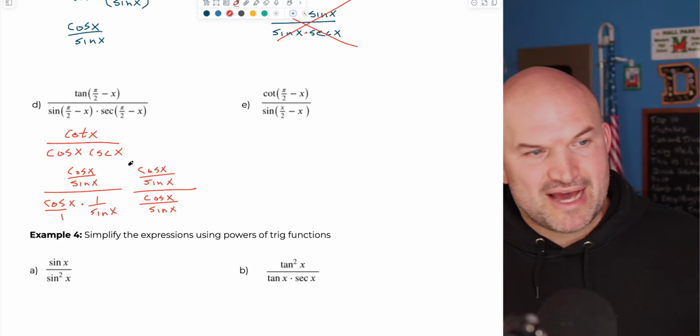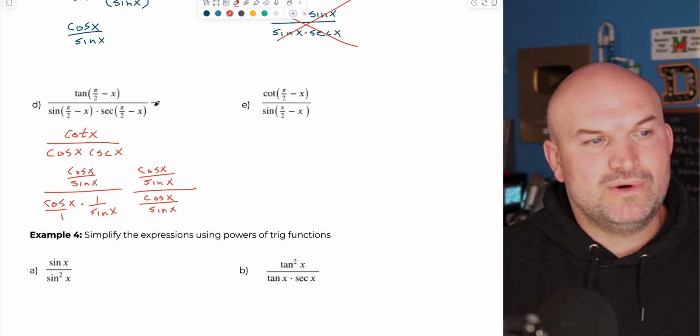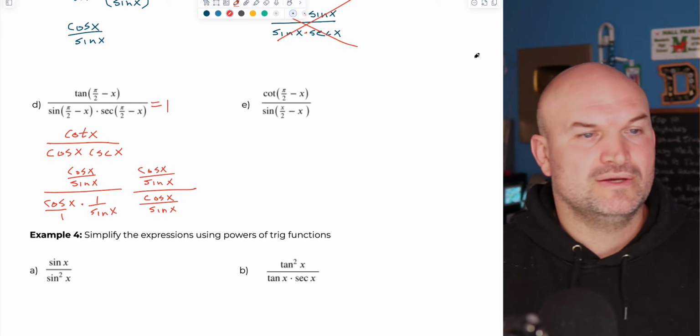Well, again, guys, it doesn't matter what the expressions are. If they're exactly the same in the numerator and in the denominator, we know they're going to be equal to 1. So this simplifies down to 1.